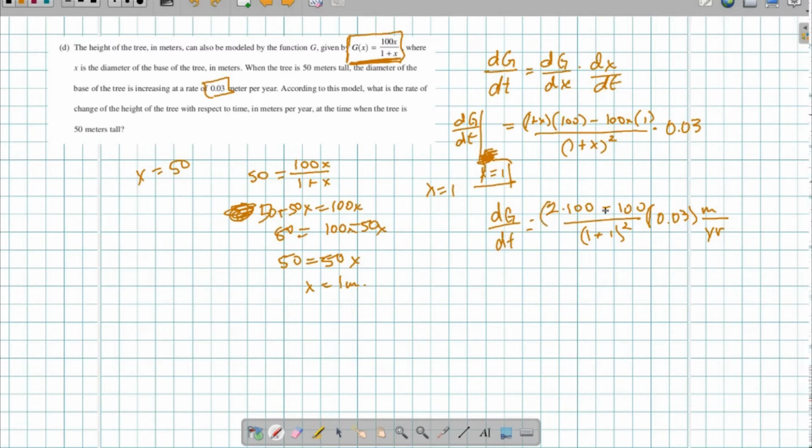And of course, nothing wrong with this. I can leave my answer in this form. If I wanted to simplify it, then I would just end up with 0.75? Whatever that calculates out to, but it would be a horrible mistake to actually try and calculate that out, especially in my head like I just did. All right, so that's problem 4.